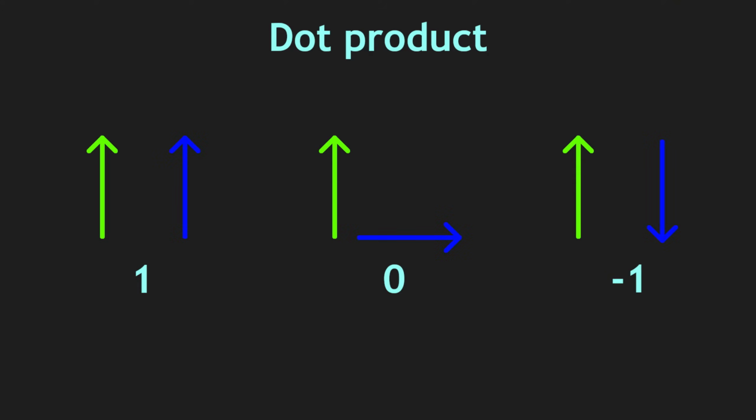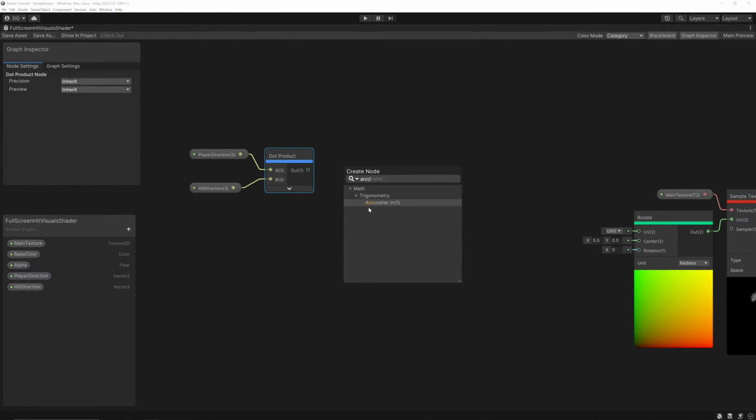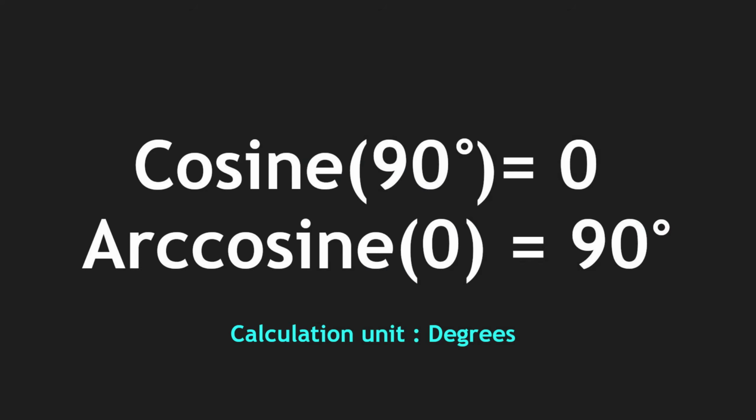Dot product returns the values between -1 and 1. It returns 1 for parallel vectors, 0 for perpendicular vectors, and -1 for opposite vectors. Then to get the angle, we will take our dot product node's output and feed it into an arccosine node. Arccosine is the inverse of the cosine operation. Like we pass an angle in cosine to get the value, similarly we can pass that value in arccosine to get the angle, but in radians.